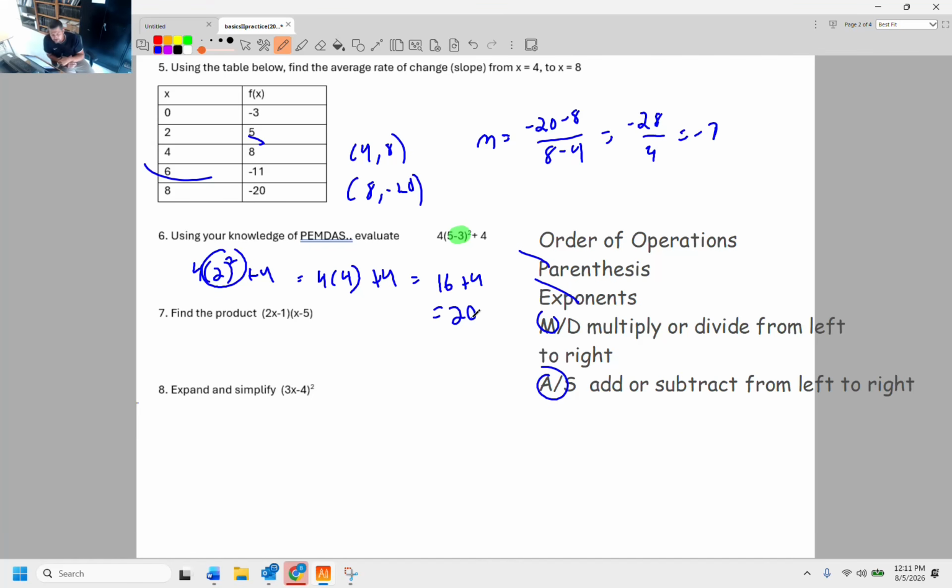Find the product of 2x minus 1 times x minus 5. You probably heard of this as the FOIL method. That was first, outside, inside, last.